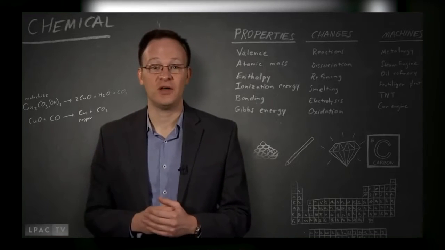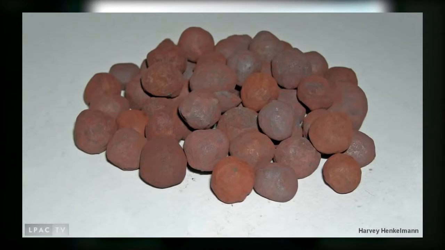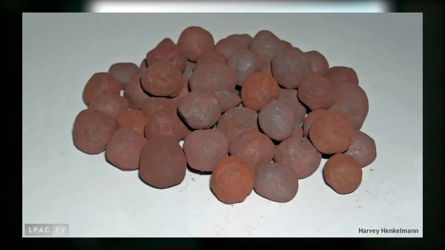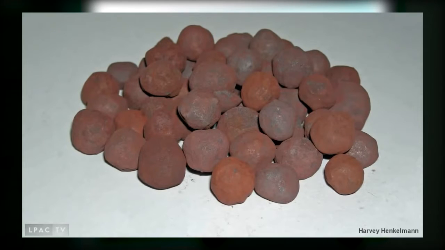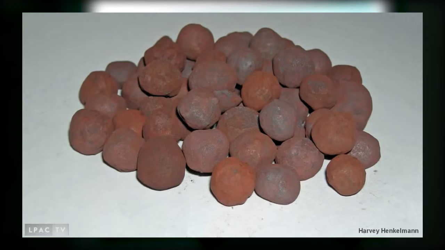Here you see a form of processed iron called taconite, which looks like balls of rust, which is essentially what it is. When it is smelted into iron, it is, in effect, unrusted chemically by removing the oxygen.